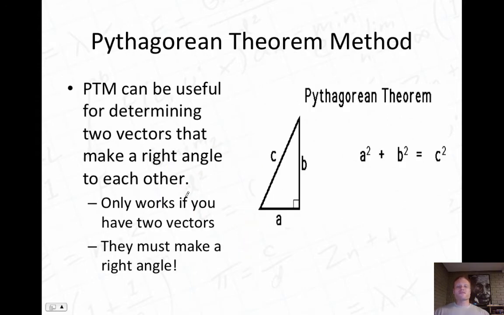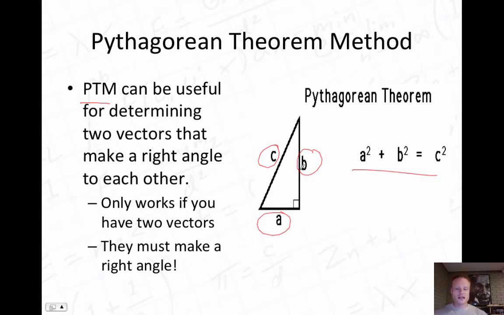So now let's do a little bit of math. The Pythagorean theorem method, which I abbreviated right here as PTM, can be useful for determining two vectors that make a right angle to each other. Okay? And it only works if you have two vectors and they must make a right angle. And hopefully you guys have heard the Pythagorean theorem before. A squared plus b squared equals c squared. Basically it's saying this side squared plus this side squared equals this side squared. Okay? So we can use that to figure out resultant vectors.